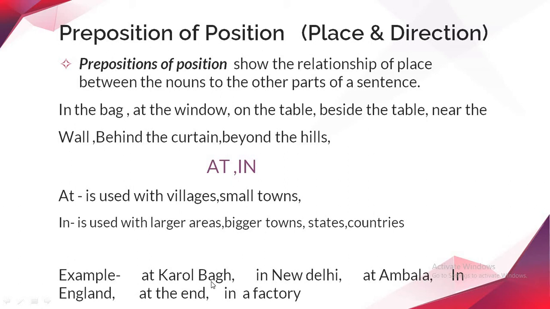For example, at Karol Bagh in New Delhi. So New Delhi is a big place, and there in New Delhi at Karol Bagh. My house is at Karol Bagh in New Delhi. At Ambala in Punjab. In England, at the end, in a factory. So once again I repeat, when we talk about the preposition of position, at refers to the small places, a small town or a city. In denotes the larger areas and the big states or countries.